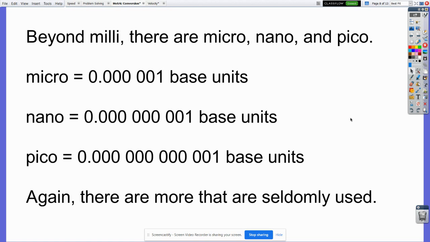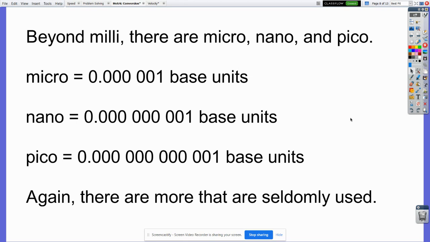Milli is a thousandth of the base unit, 0.001 base units. But there are some that go beyond that. These are seen oftentimes in biology when you're talking about the size of cells or viruses or parts of cells. They're also seen in physics when you're talking about wavelengths for high energy electromagnetic waves. Micro is one millionth of a base unit, 0.000001. Nano is one billionth of the base unit, and pico is one trillionth.